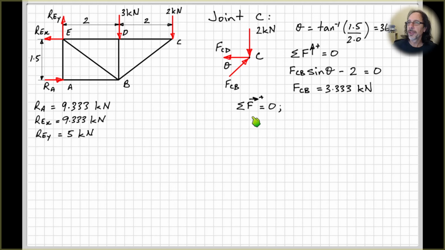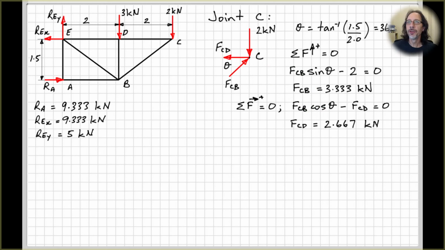Using our equation of equilibrium for forces in the horizontal direction equals 0, we have FCB cos theta. Again, we need the horizontal component of FCB, so the adjacent side to our little angle in here, so FCB cos theta minus FCD equals 0. Rearrange and solve for FCD.